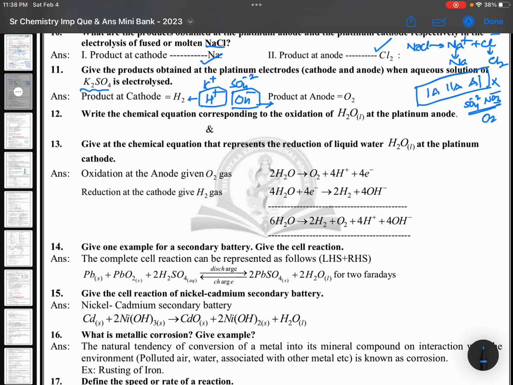Write the chemical equation corresponding to the oxidation of H2O at the platinum electrode. Write the chemical equation that represents the reduction of liquid water at the platinum electrode. See, oxidation at the anode gives you oxygen gas, reduction at the cathode gives you hydrogen gas. So the overall reaction, if you see, 6H2O gives rise to 2H2 plus O2 plus 4OH minus plus 4H plus. This is nothing but 4 water now. So the overall reaction is simple: 2H2O gives rise to 2H2 plus O2.